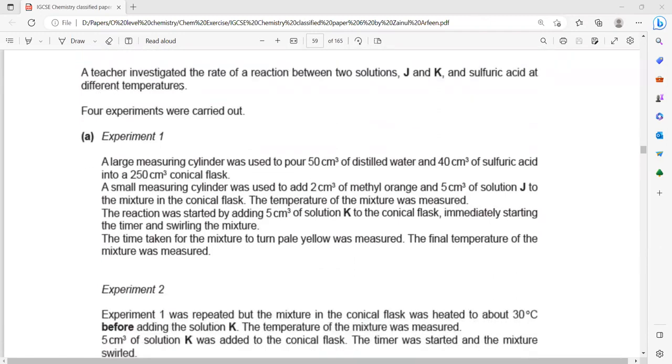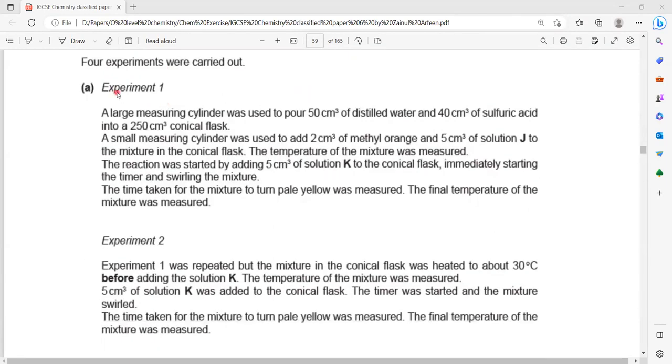In the question, a teacher investigated the rate of reaction between two solutions J and K and sulfuric acid at different temperatures. Four experiments were carried out. In experiment 1, a large measuring cylinder was used to pour 50 cm³ of distilled water and 40 cm³ of sulfuric acid into a 250 cm³ conical flask.